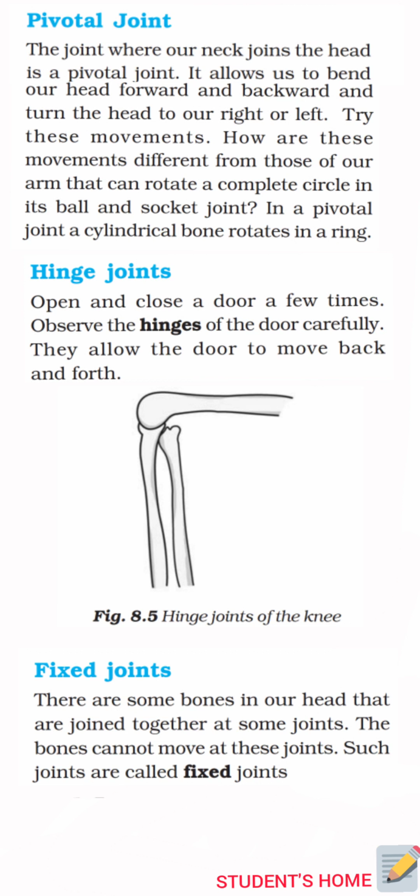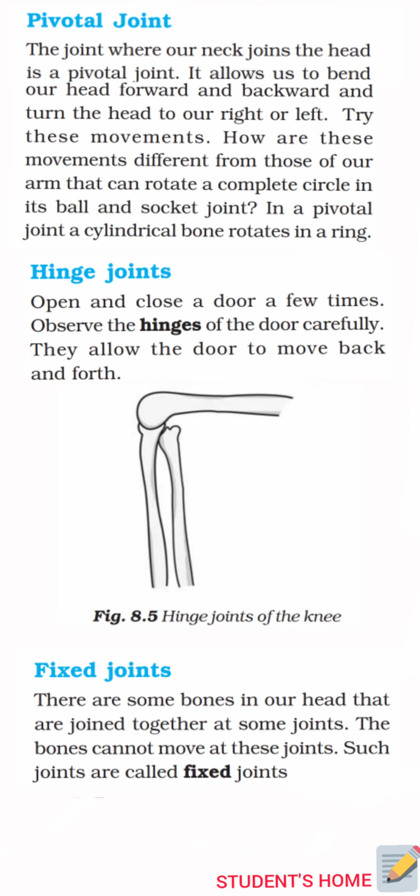Okay class, now our next topic is the hinge joint. So, open and close a door a few times. Observe the hinges on the door carefully. They allow the door to move back and forth. These are the types of joints that we see in our body and are known as hinge joints. So we find hinge joints in our elbow or in our knee.